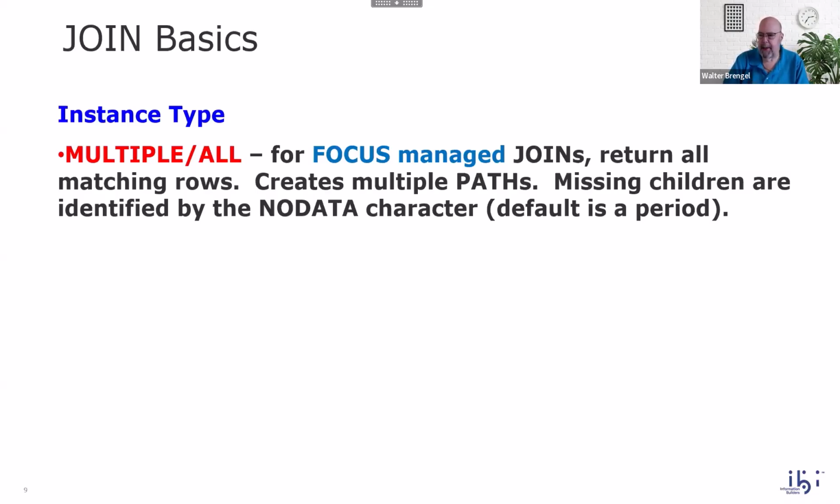If you have a short path, a record where you have a host but no cross-reference, then that missing record is going to be denoted by a period, the no data character.